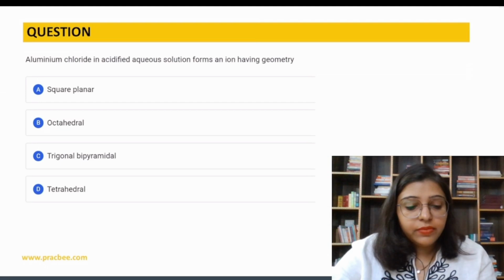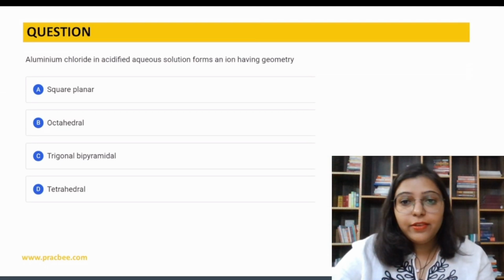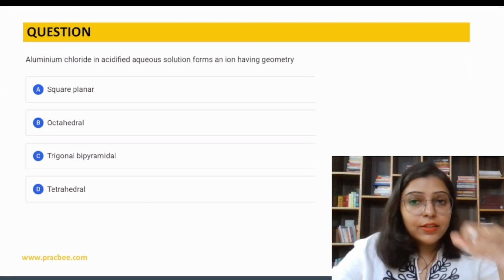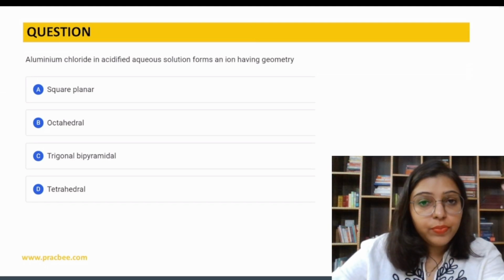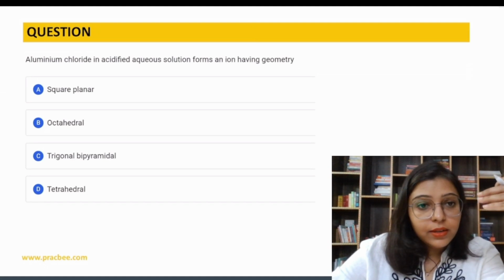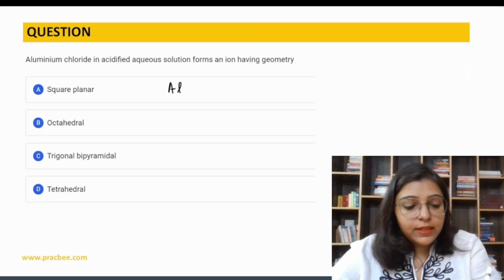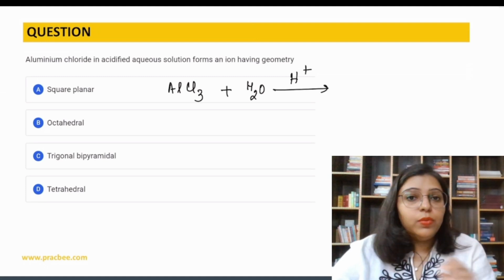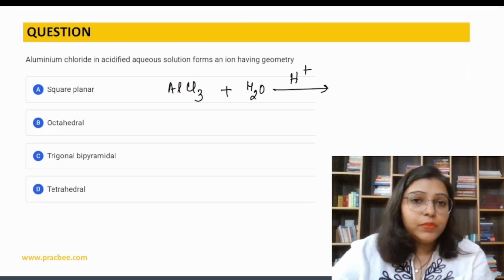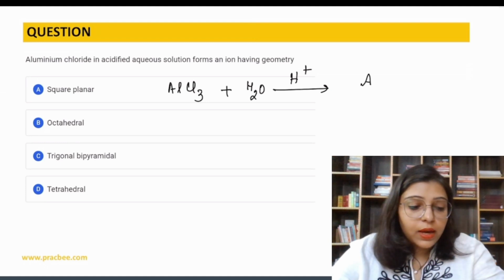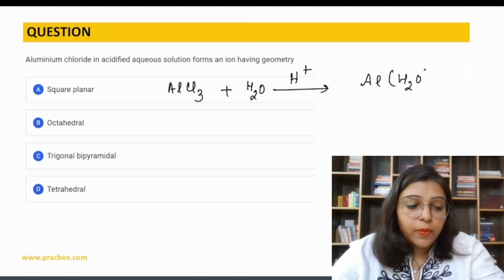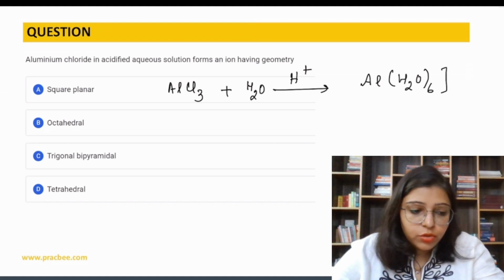Aluminium chloride in acidified aqueous solution forms an ion having geometry: square planar, octahedral, trigonal bipyramidal, tetrahedral. When you see this kind of question, you have to understand some part of coordination chemistry as well. We have aluminium chloride in acidified aqueous solution. So what happens? Basically aluminum forms an aqua complex, and generally we have complexes which exist in octahedral geometry.